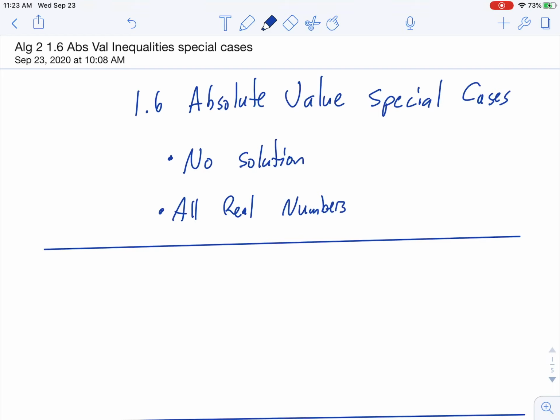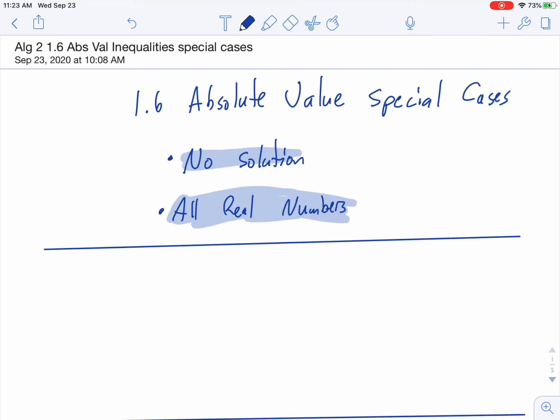So there's two special cases. There's no solution and all real numbers. And you barely have to do any work at all in order to recognize these and get your answer and then just move on. So these are the best.